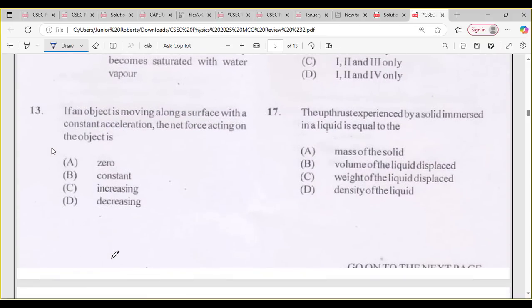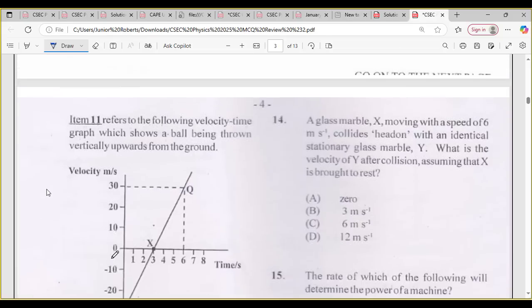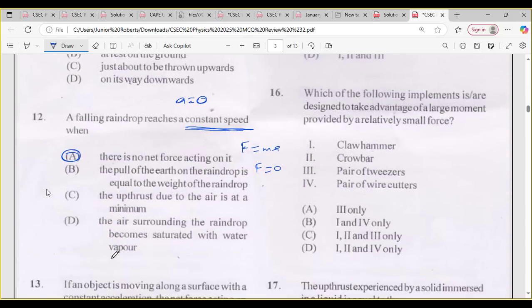Number 13 now says, if an object is moving along a surface with a constant acceleration, the net force acting on the object is, so this is similar to the one above. So constant acceleration, so it must have a constant net force. So net force must be constant, so 13 is going to be B, as in boy. Now, number 14 now. A glass marble. So what was 12? 12 we said was A.